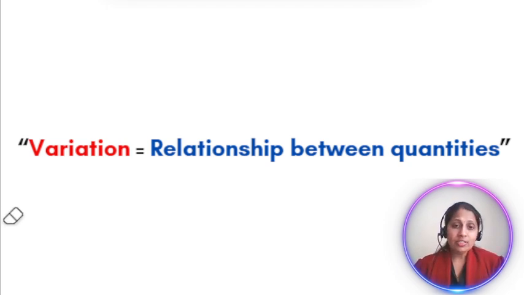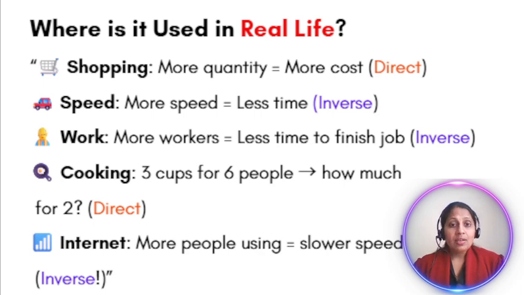So where do we use it in our real life? We use it in shopping. If you're buying more quantity, then you have to pay more, directly related. Speed. When you go with a higher speed, then it takes less time for you to reach. Inversely related. Workers. If more workers do a particular job, then they take less time to finish it.